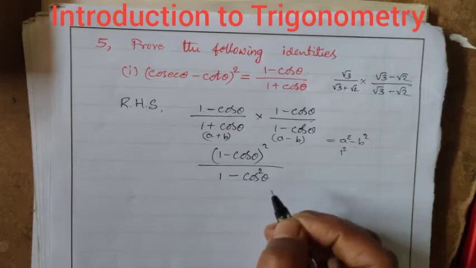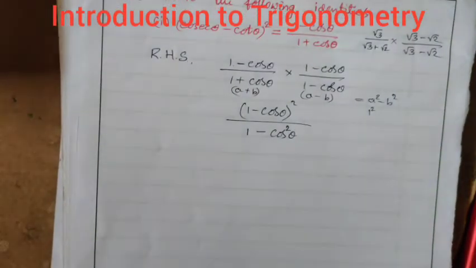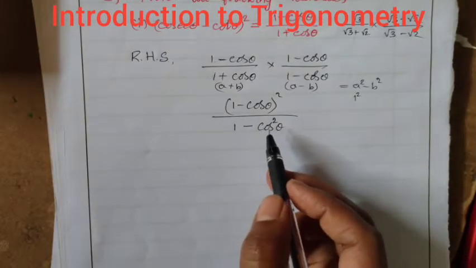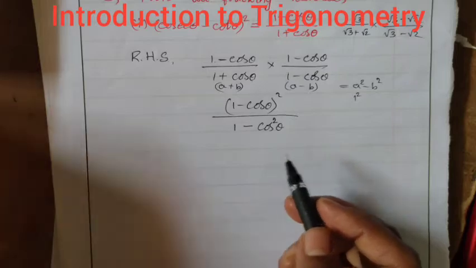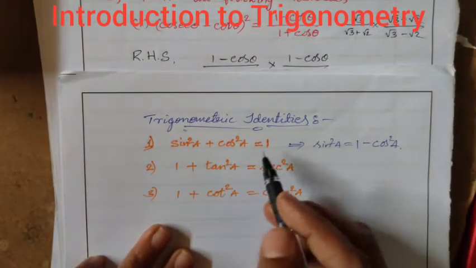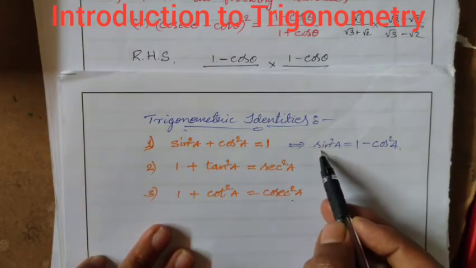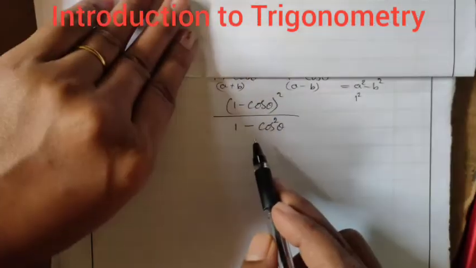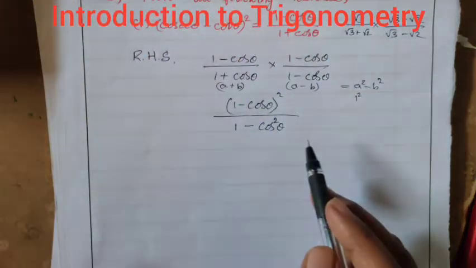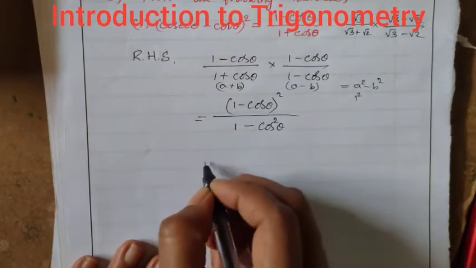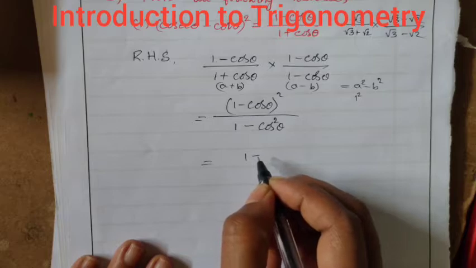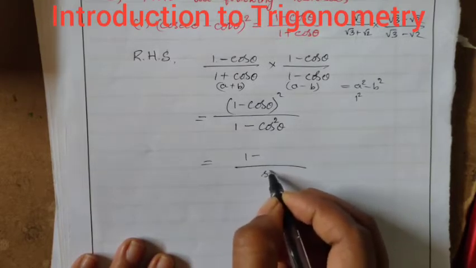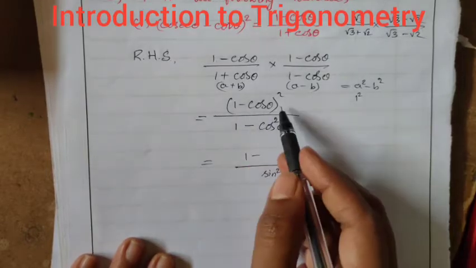Cos square theta. Now again we are going to the identities. You can observe the denominator, so you can use the first identity. What is the value of sin square a? Sin square a becomes 1 minus cos square a. So 1 minus cos square a can be written as sin square a. The denominator can be written as sin square a. What is the numerator?